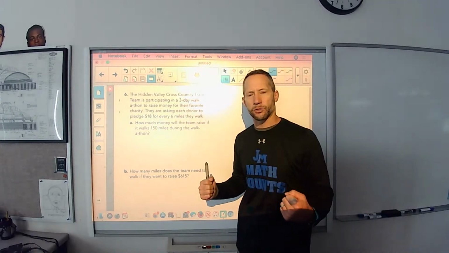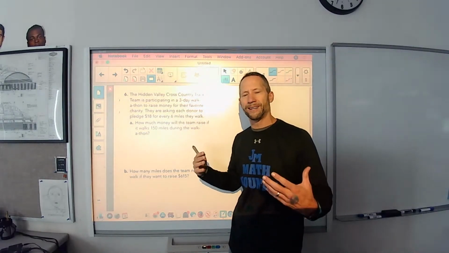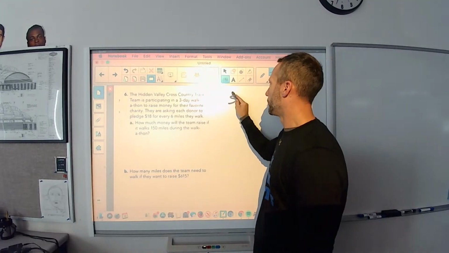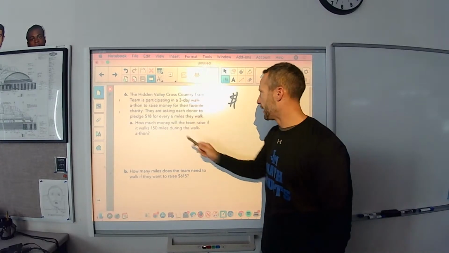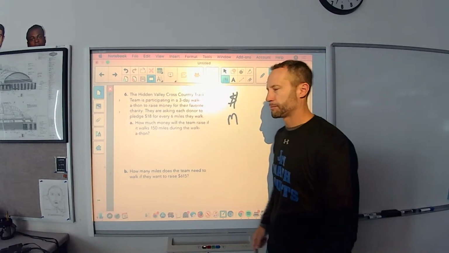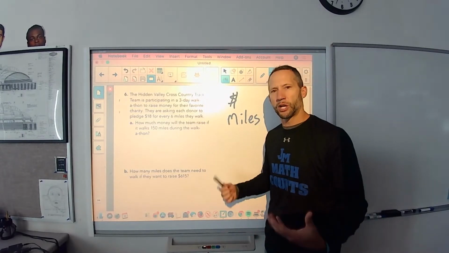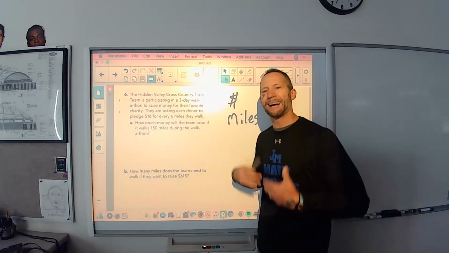So the first thing I asked was, okay, in this scenario, what are the two variables? What are the quantities that are going to be changing? And we identified, well, first of all, we have this money that they're going to earn. That's going to change. And we have this distance, the miles that they are going to walk. That's going to change. And so the next question is, okay, which one of these variables depends on the other?